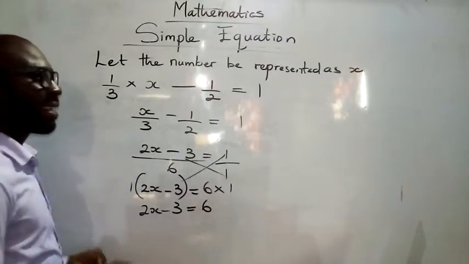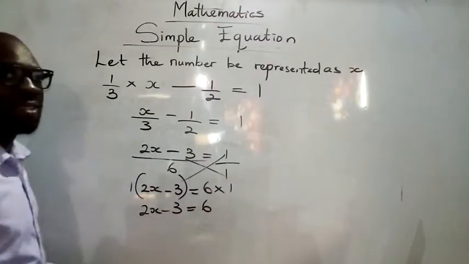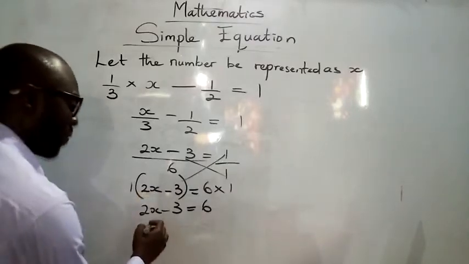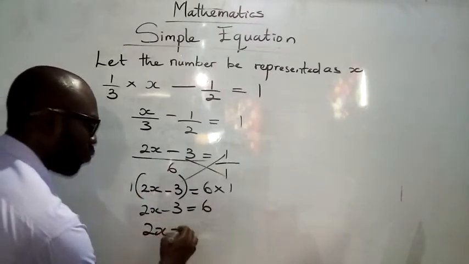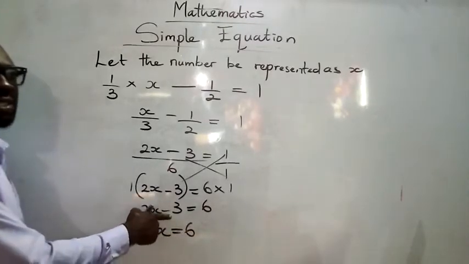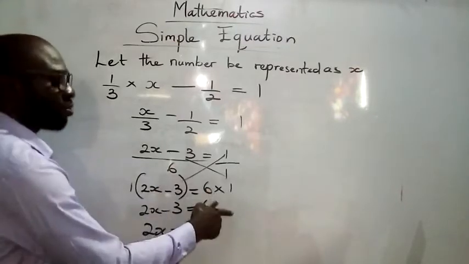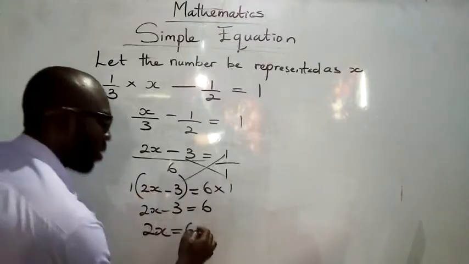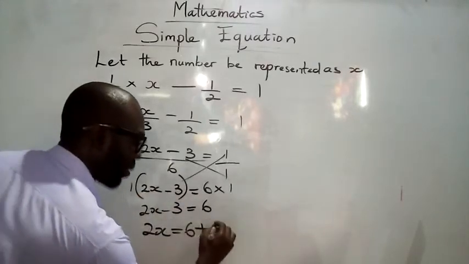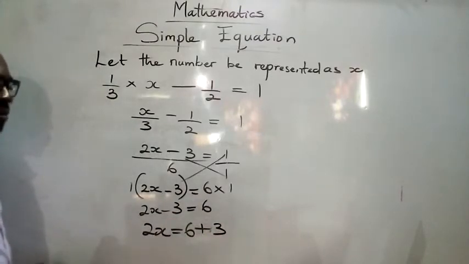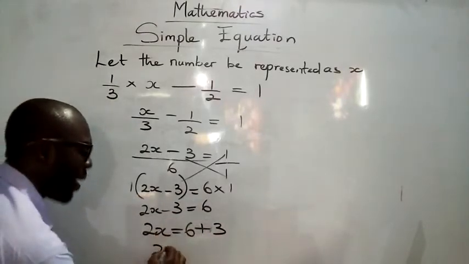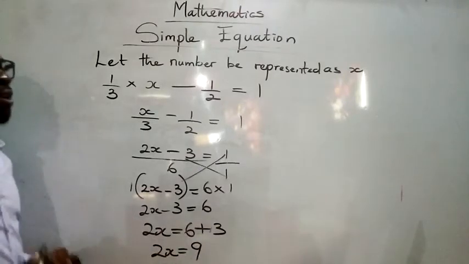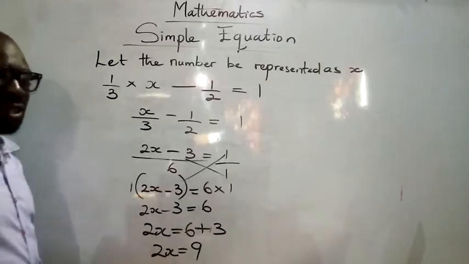So we collect like terms. In collection of like terms, we have 2x will be equal to 6. Now this is minus 3. Moving over to the other side, it changes to plus, and we have plus 3. So therefore, we have 2x will be equal to 9. What do we do next? Making x the subject of the formula.